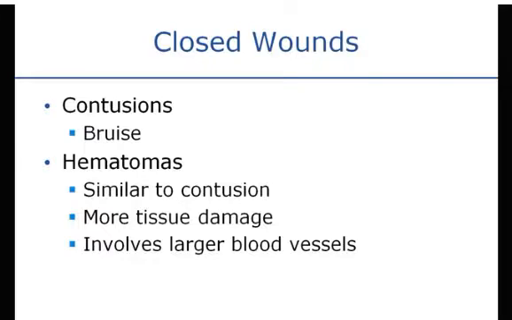Closed wounds, we see contusions, which is another word for bruise. We see hematomas, and that's similar to a contusion, but it's usually the result of more tissue damage and involves larger blood vessels. A bruise is bleeding under the skin. A hematoma is bleeding under the skin, but it's a big pocket of blood, often referred to as a goose egg.